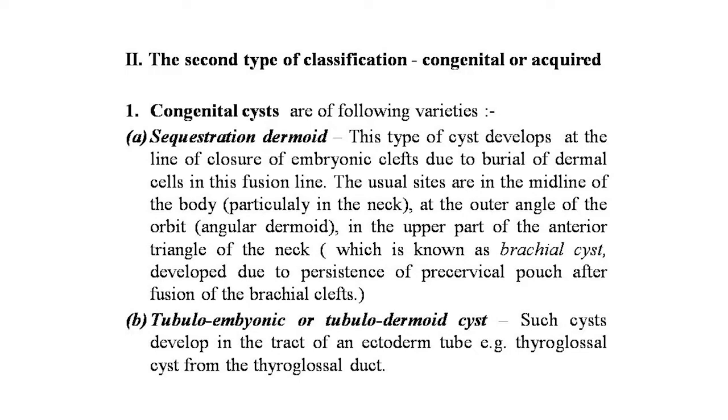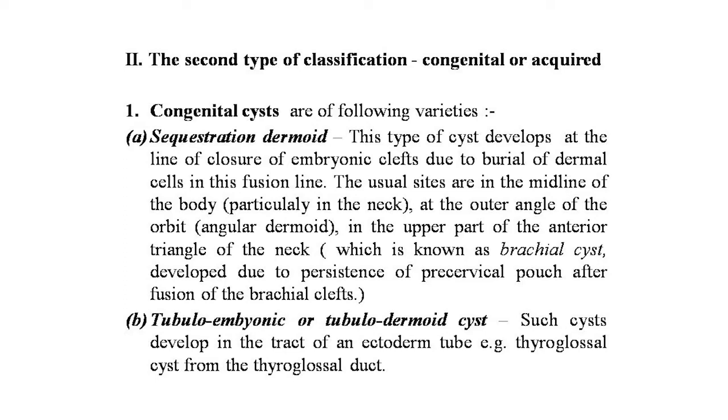First is the sequestration cyst, dermoid. This type of the cyst develops at the line of closure of the embryonic clefts due to the burial of dermal cells in this fusion line. The usual sites are in the midline of the body, particularly in the neck, at the outer angle of the orbit, angular dermoid, and the upper part of the anterior triangle of the neck, which is known as the branchial cyst, developed due to the persistence of the precervical sinus after fusion of the branchial clefts. Second congenital cyst is the tubulo-embryonic or tubulodermoid cyst.